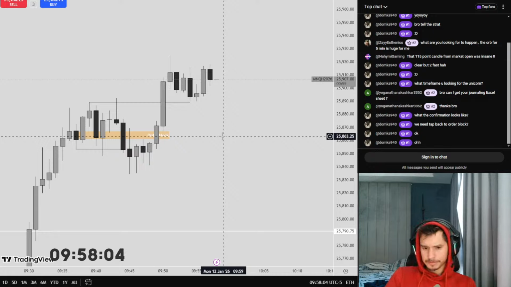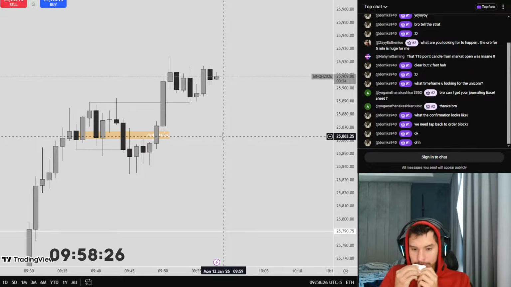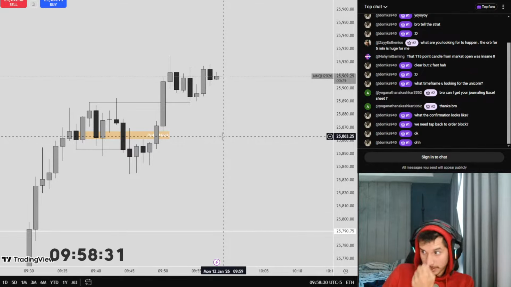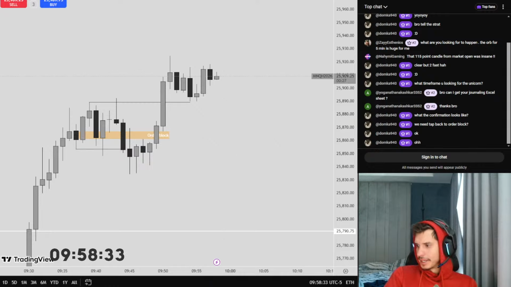Two more minutes for the new candle open. Hourly and 4-hour candle, two more minutes. Waiting for the trade. Waiting. This is what trading is about.